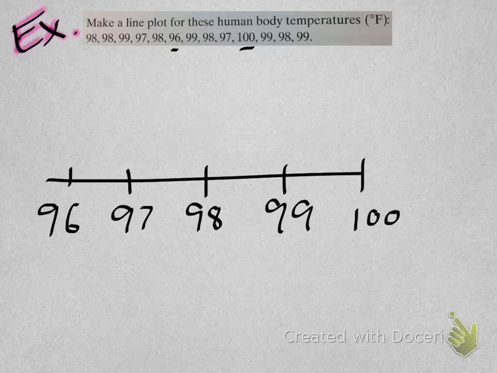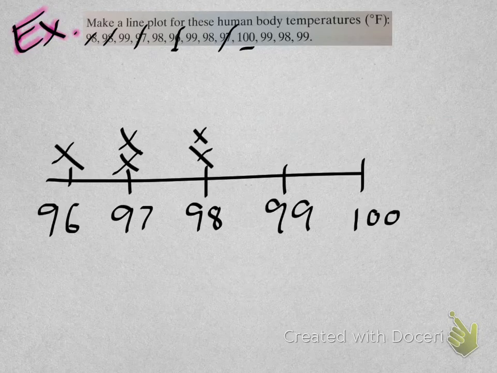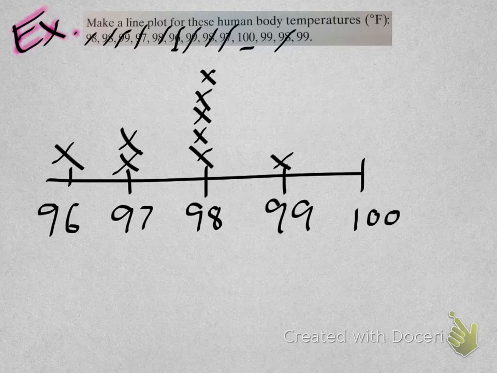So 96, how many times does it occur? 1 time. 97, once, twice. 98, once, twice, 3 times, 4 times, 5 times. And then 99, once, twice, 3 times, 4 times. And then 100, 1 time. So here's my line plot by using frequency.